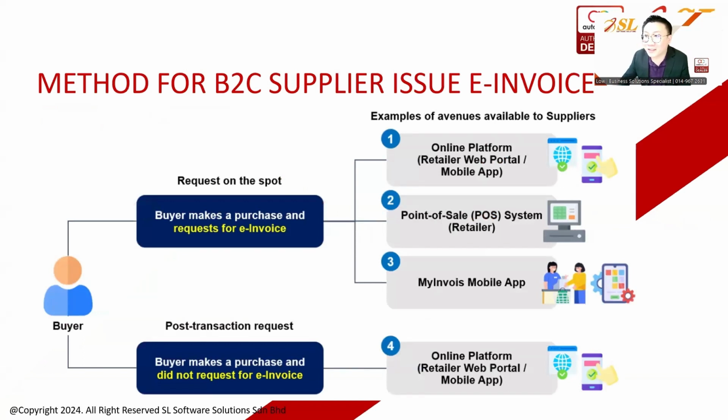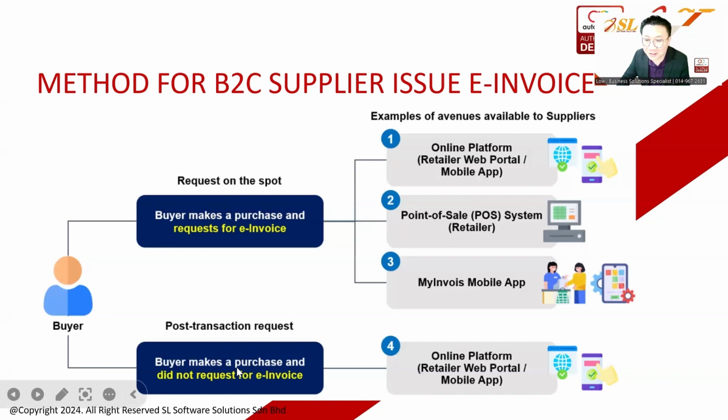Based on the LHDN guideline, they got 4 ways to prepare this if the customer requests for a standard invoice. If the customer on the spot requests for a standard invoice, they suggest to provide the website or apps to the buyers, so let the buyers generate the invoice themselves. This is way number one. The second way is via any accounting system, you ask the company to issue the invoice for you. The third one is the My Invoice apps. Just like I said, one app provided by the government is free, and you can generate the invoice with it as well.